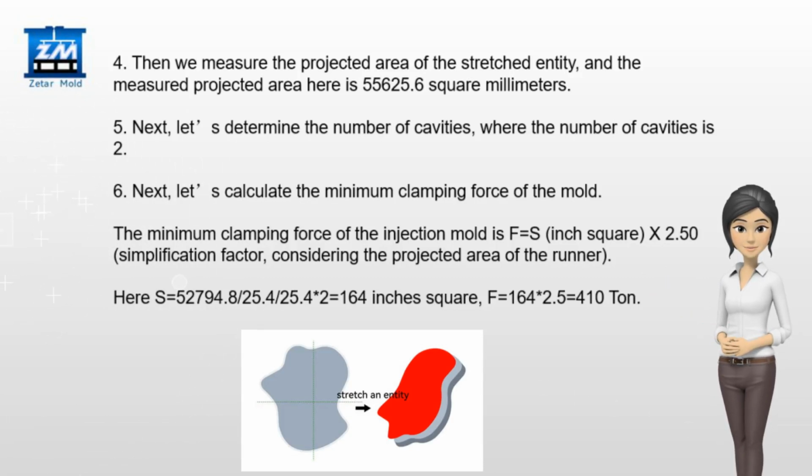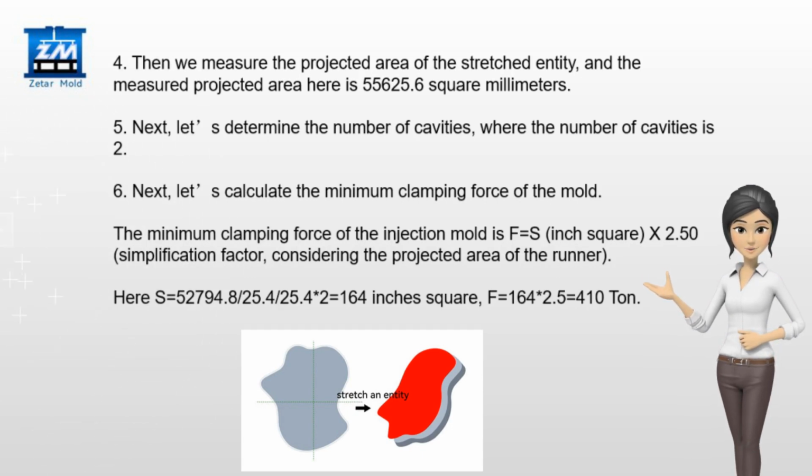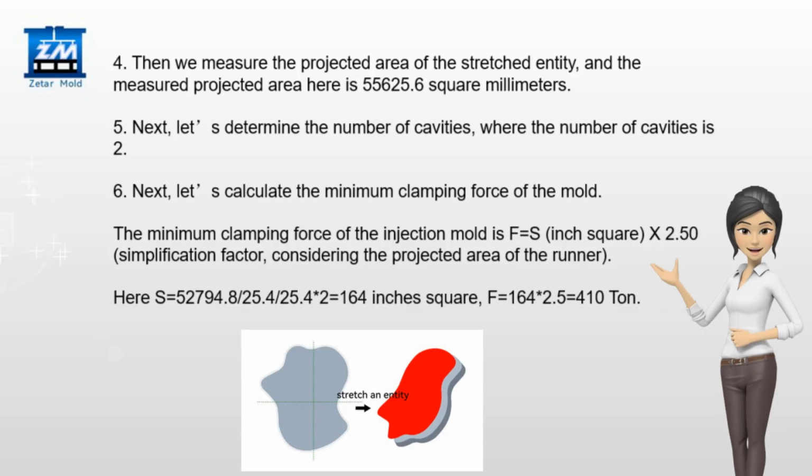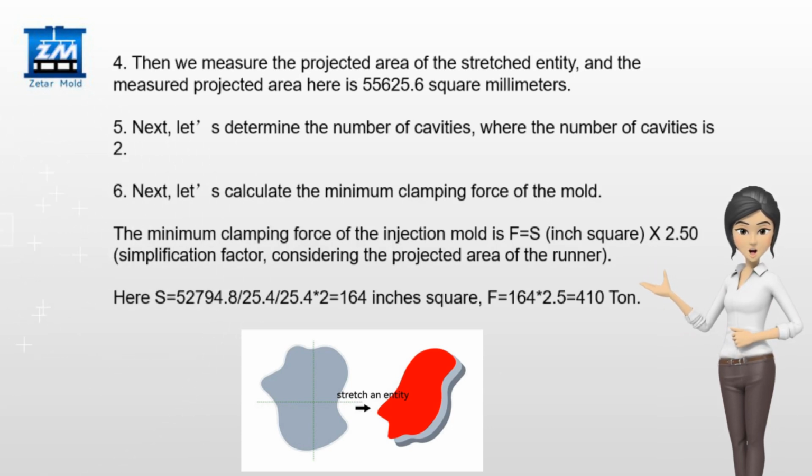6. Next, let us calculate the minimum clamping force of the mold. The minimum clamping force of the injection mold is F = S (in square inches) x 2.5, where 2.5 is the simplification factor considering the projected area of the runner. Here S = 52,794.8 / 25.4^2 = 164 square inches. F = 164 x 2.5 = 410 tons.